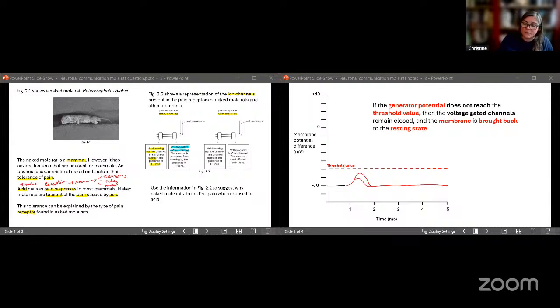So back to the question, they've told us that we have these voltage-gated sodium channels. This channel is prevented from opening if there is a presence of these hydrogen ions. So if there is a presence of hydrogen ions, those voltage-gated sodium ion channels are not going to be able to open. Let's look at what they've told us in the other mammals. Again, we have acid-sensing sodium ion channels, which will open in the presence of acid.